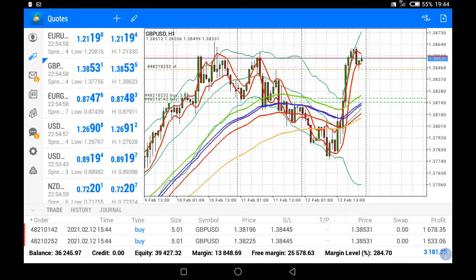Like you can see, this is a trade I took on the currency market.